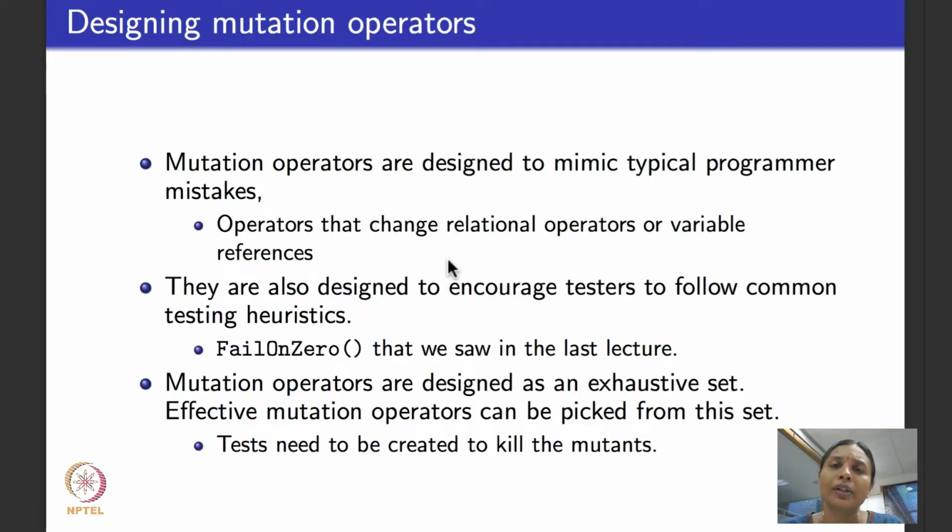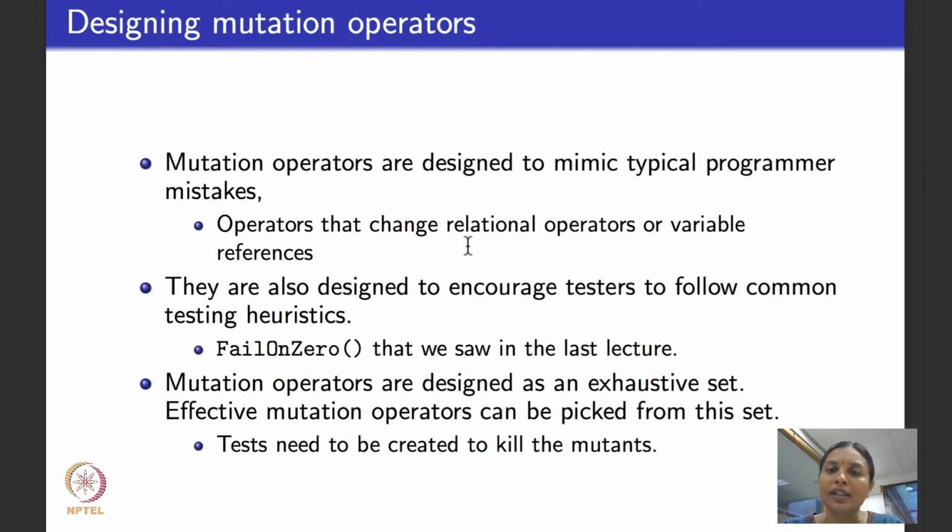What are these mutation operators designed for? Typically, when programmers unit test their code, why do they do unit testing? Unit testing helps them to detect simple mistakes that these programmers make themselves. For example, instead of writing less than or equal to, they could have written less than. Instead of writing array indexes beginning from 0, they could have written array indexes beginning from 1, and so on. So these are simple programmer mistakes. And what we are going to see is a reasonably exhaustive list of mutation operators that mutate to mimic these simple programmer mistakes.